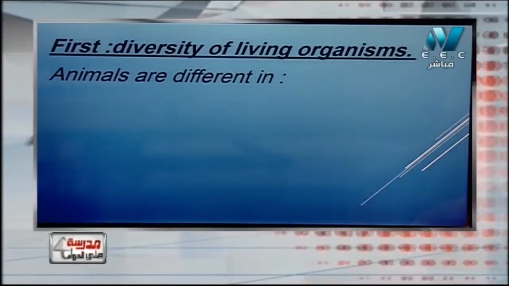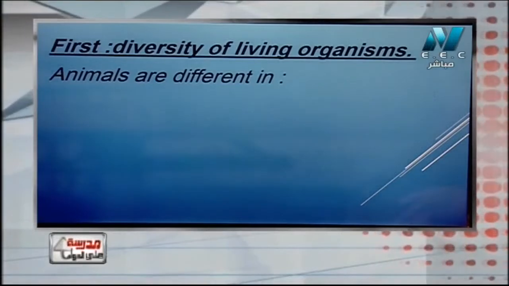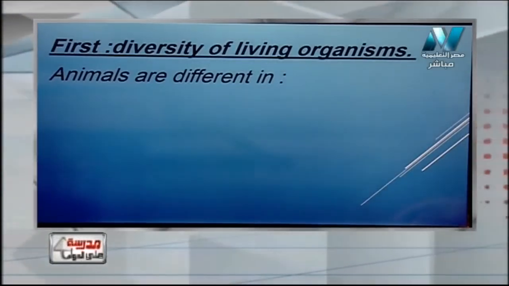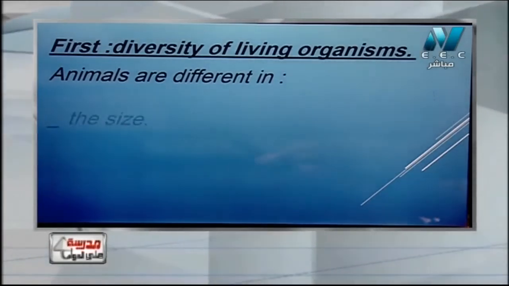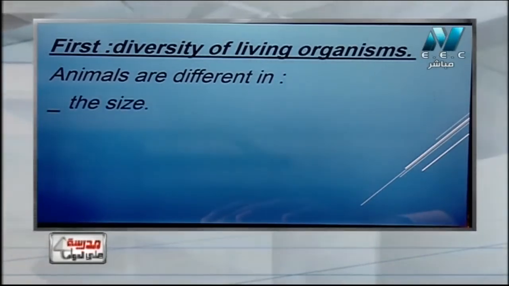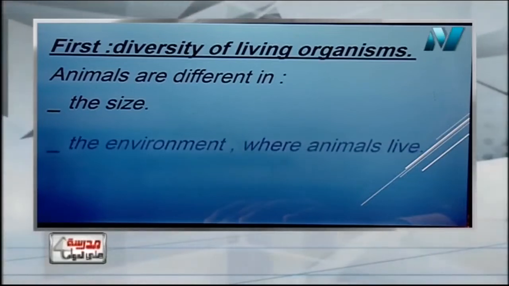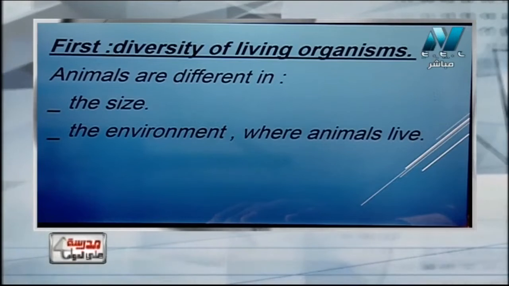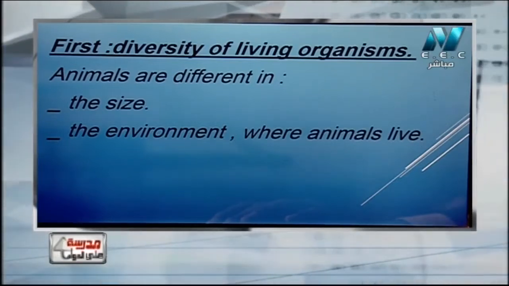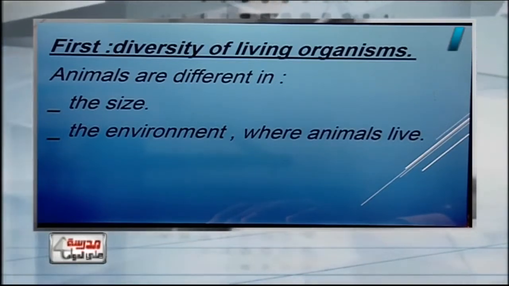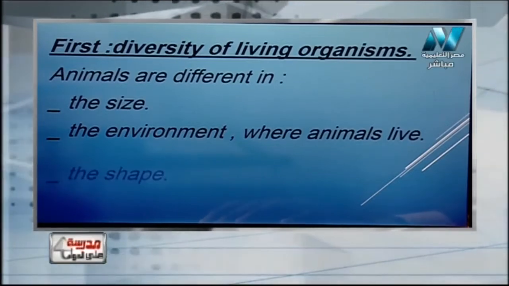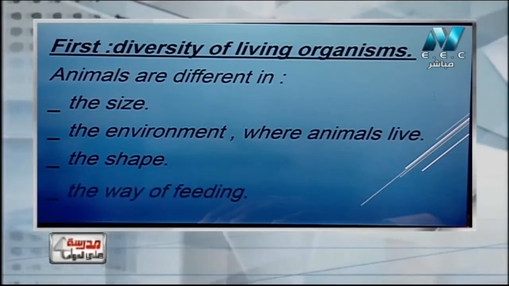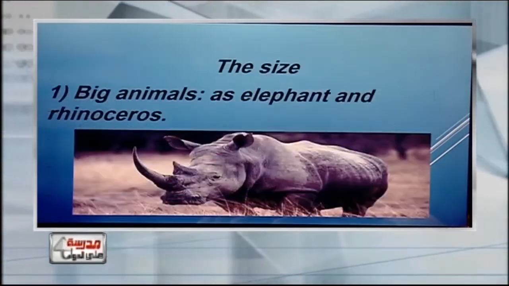Animals are different, and as you know, my dear student, there are a lot of animals in all places all over the world, but they are different. Different in what? Number 1, the size. There are big animals and small animals. Number 2, the environment where animals live: some live on the land, others live in water, and others live in air. Number 3, the shape. They are different in their shapes. Number 4, the way of feeding.